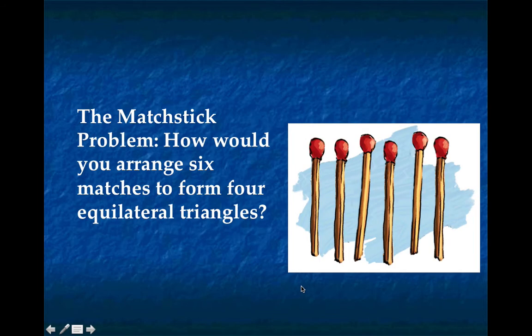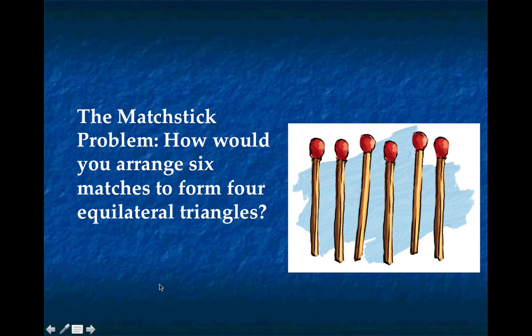This is a little brain teaser from the book. It's the matchstick problem. How would you arrange these 6 matches to form 4 equilateral triangles? Well, if you attempt to do this little activity, you might come into some kinds of frustration because you're not able to find the answer in a timely manner. I'm going to skip ahead.